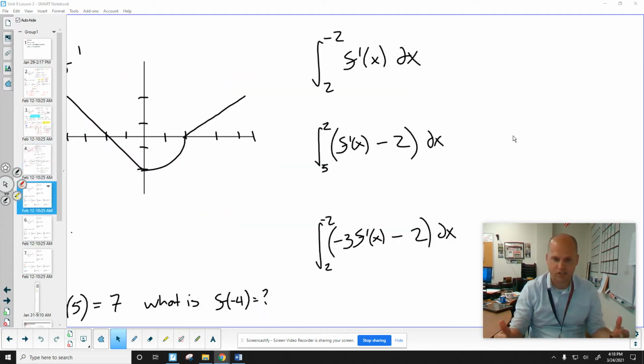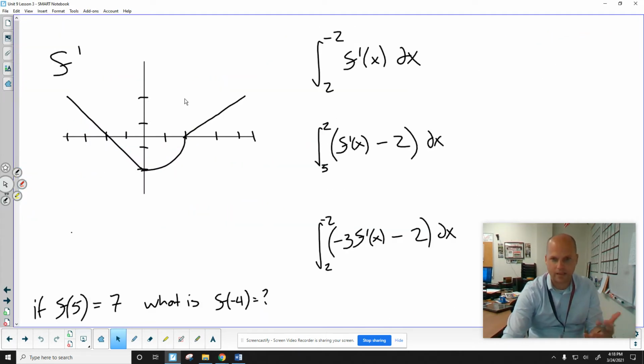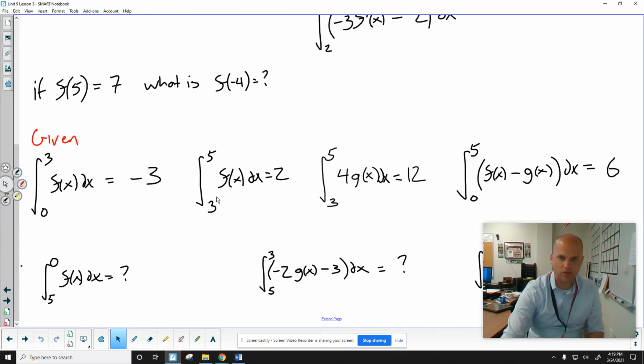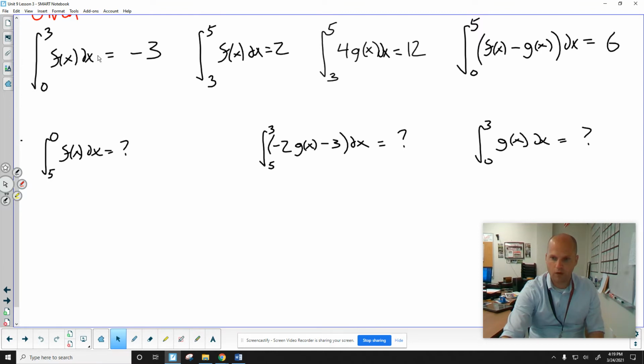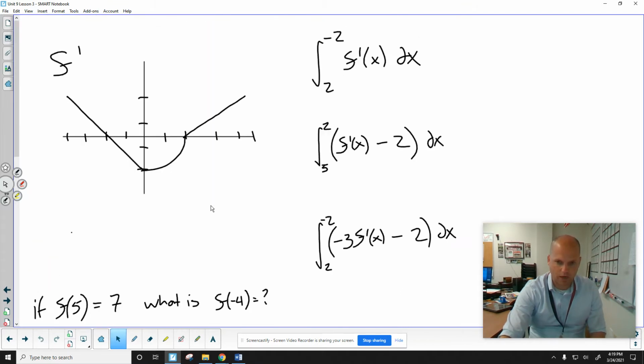There are 10 questions. 5 questions are like this, where I'm going to give you a graph of f prime and then ask you different area questions and then a different function value question. And then there's going to be 5 questions like this, where I'm going to give you info, and then you have to answer the questions, the area questions. Okay, so area puzzle problems.